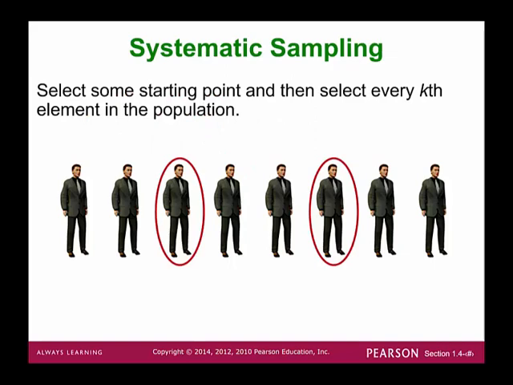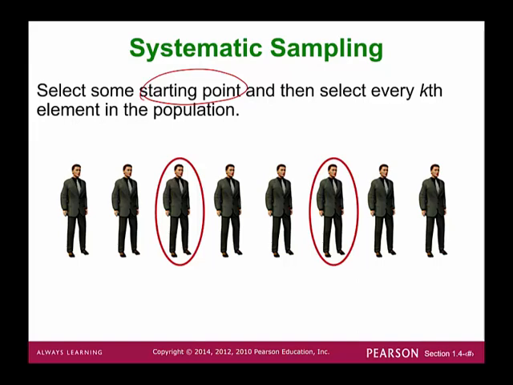Now let's talk about sampling methods, since the sampling method is also an important process in the whole statistical analysis. The first method is what we call systematic sampling. You select a starting point. So in the entire population, you pick a starting point and then select every kth element in the population.